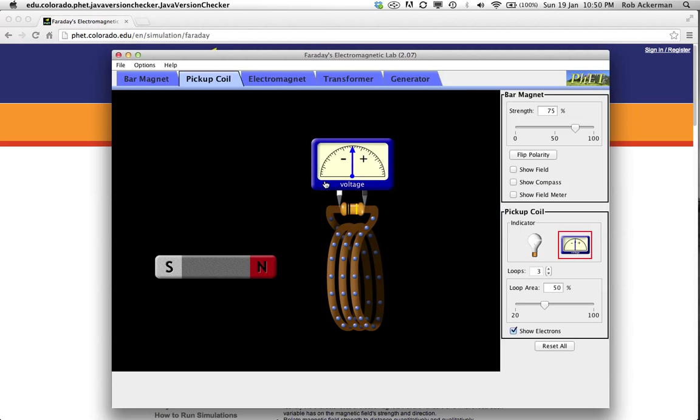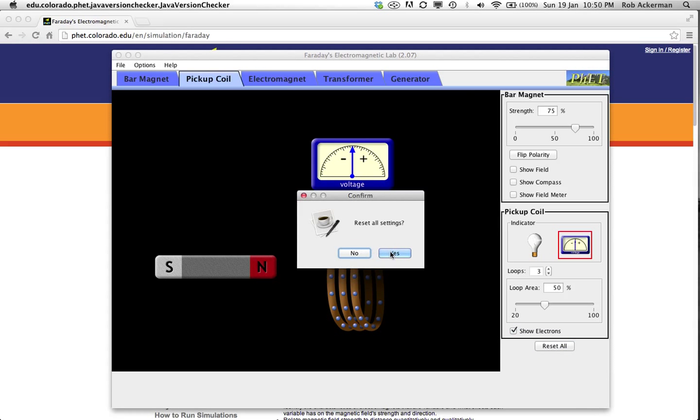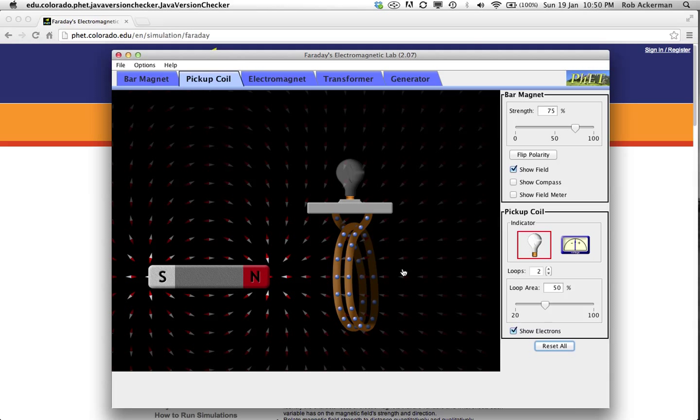When you run it, you're going to see something like this. Now, there's a number of tabs across the top. The one that we're looking to start at is Pickup Coil. So go to this. I think when you start, I'll hit Reset All. Let's say yes. It starts off like this. You see a magnet. You see some compass needles, which kind of fade as they get farther away from the magnet. These are showing you the magnetic field. There's also a coil, or a helix, connected to a light bulb.